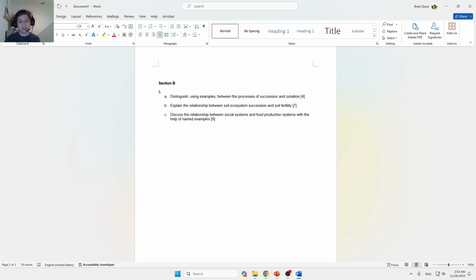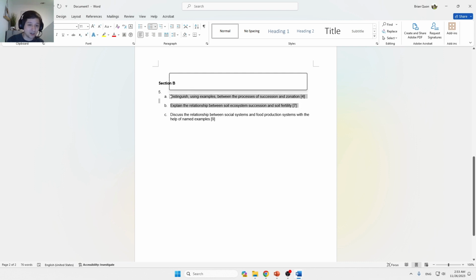Okay, and then you'll see here it's broken into different point values. So this first part is 4 points, this next part 7 points, this third part 9 points. So this 9-point answer will be a full essay. It will be graded like kind of an essay, right? It has mark bands, things like that.